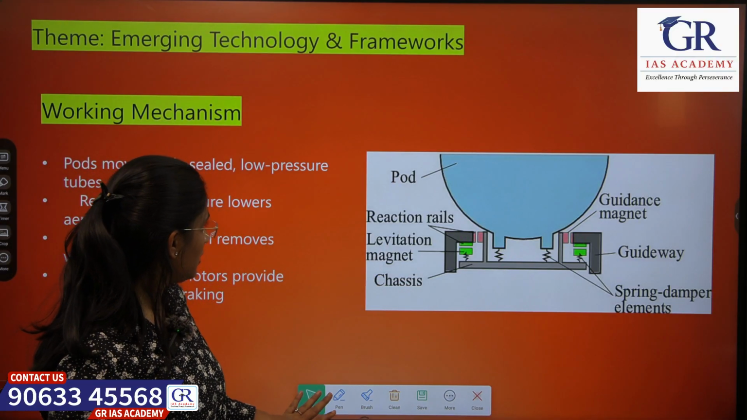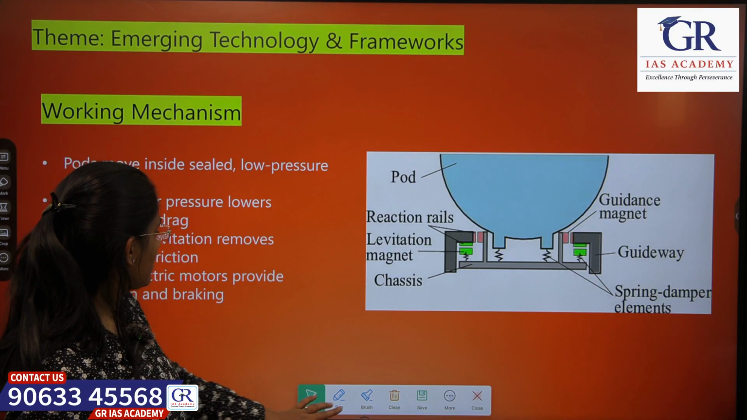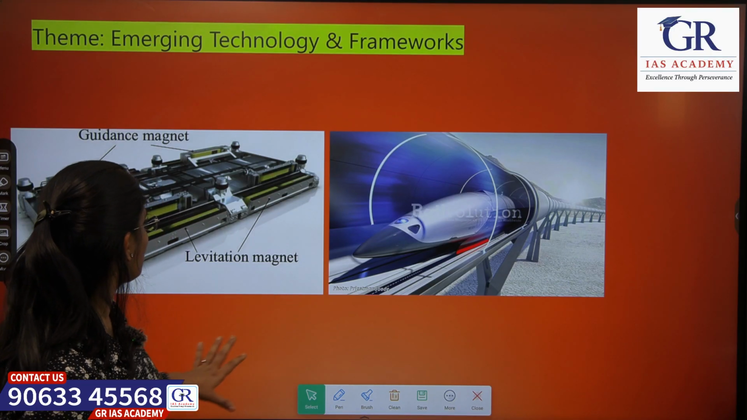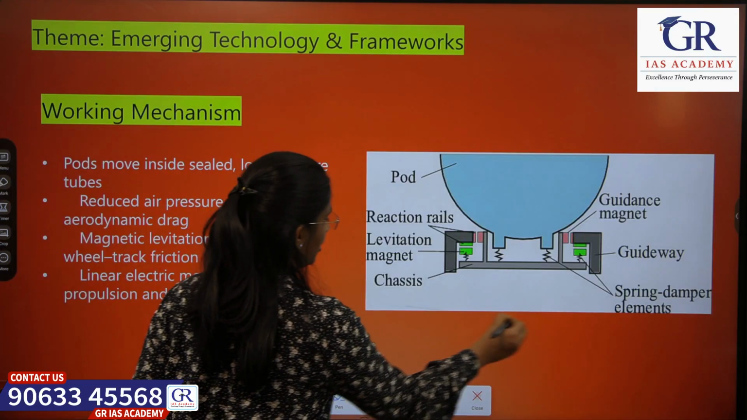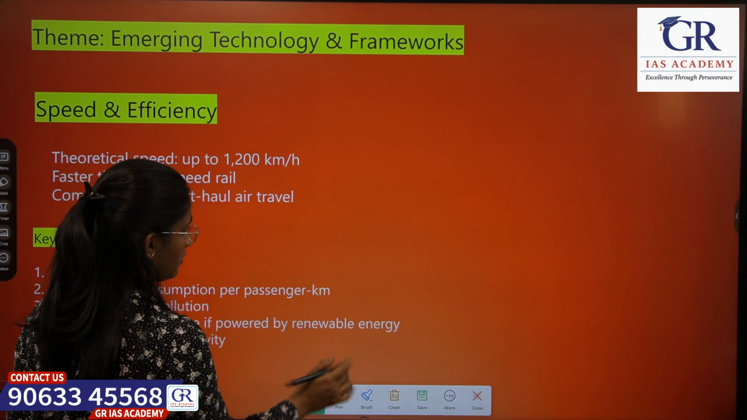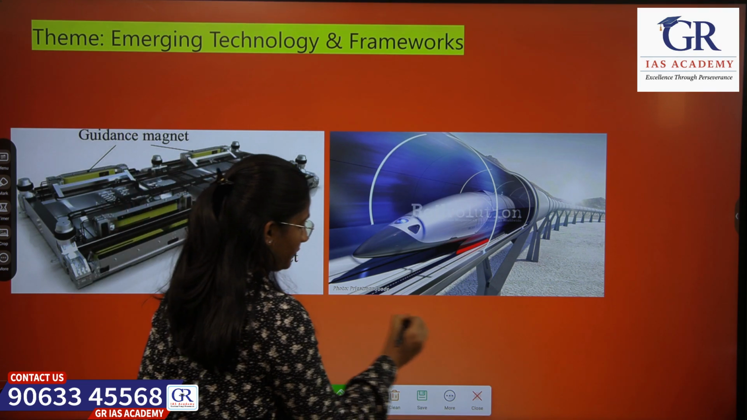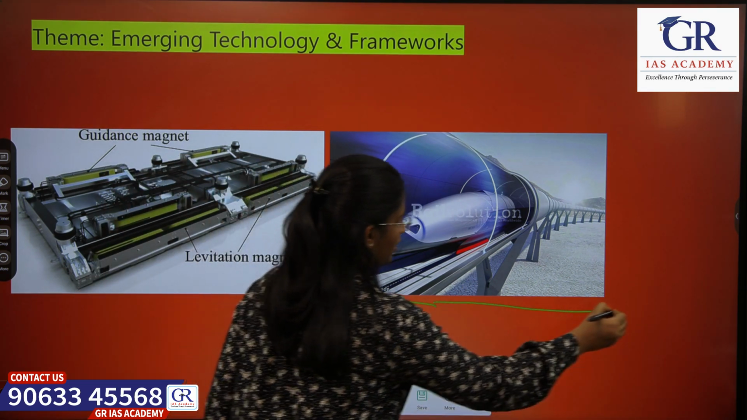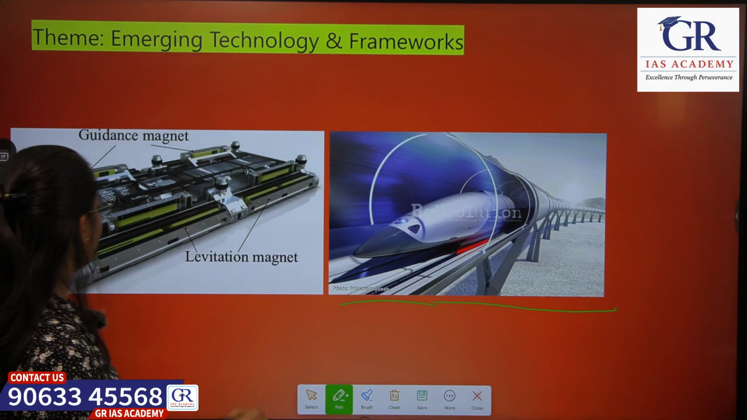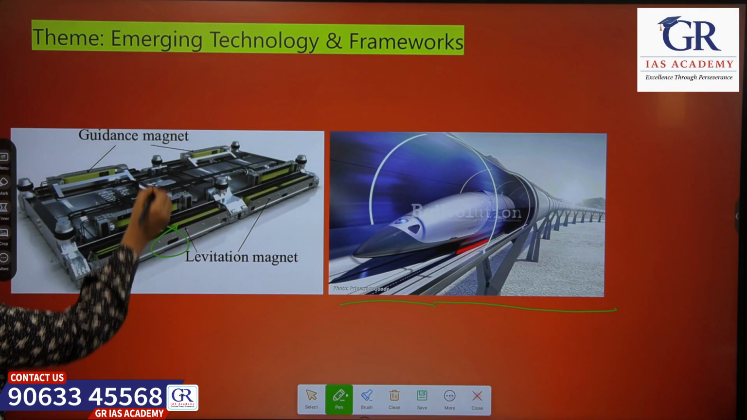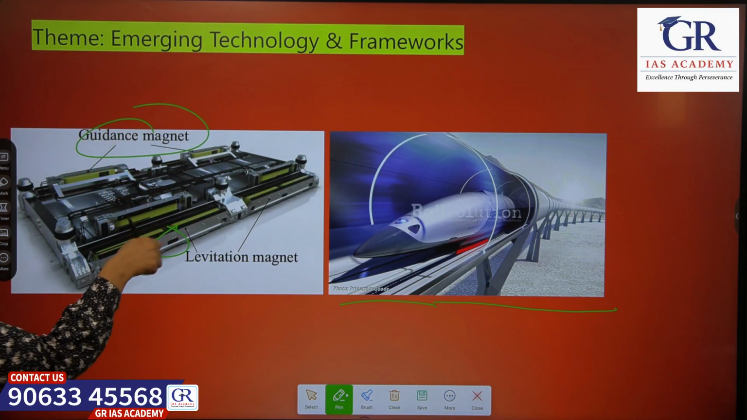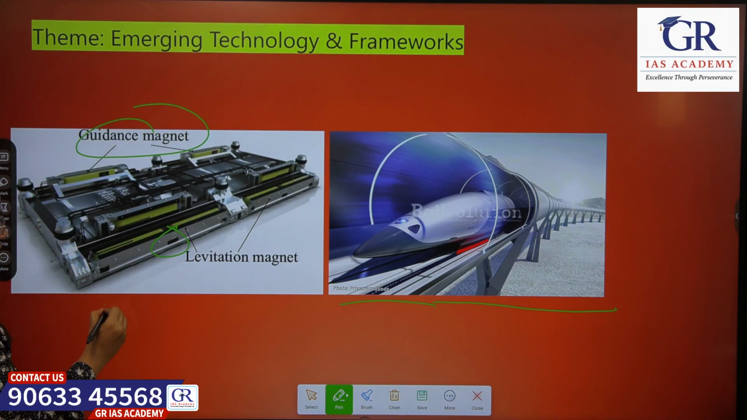Okay, let's see it. This is the cross section of the pod. This is the levitation magnet. This is the guidance magnet. We'll be using these magnets to produce magnetic levitation.